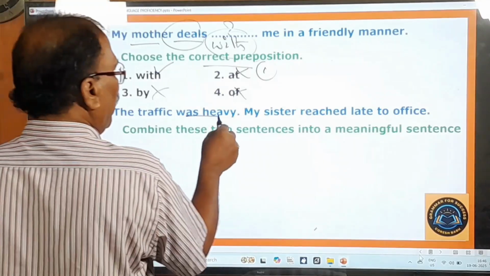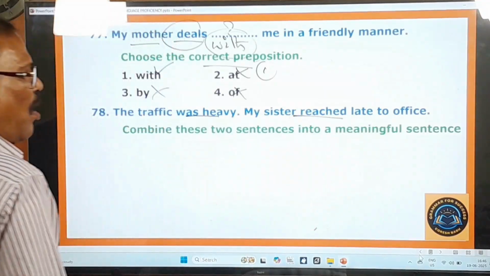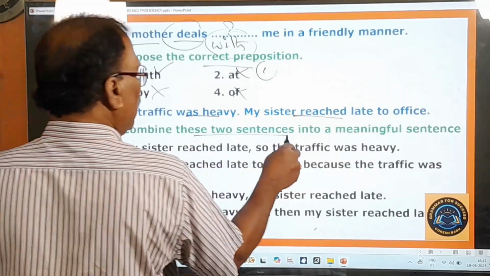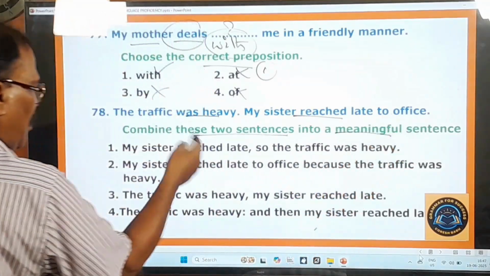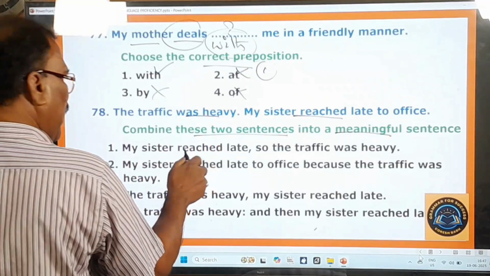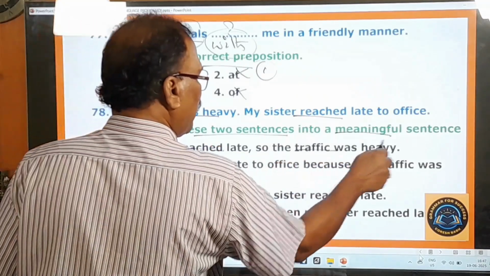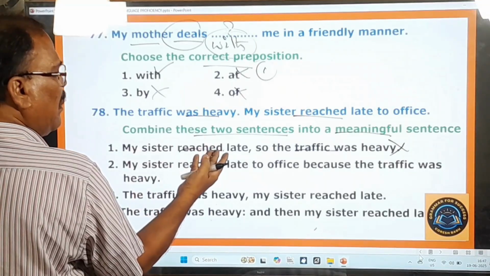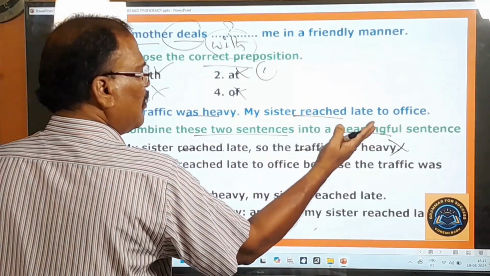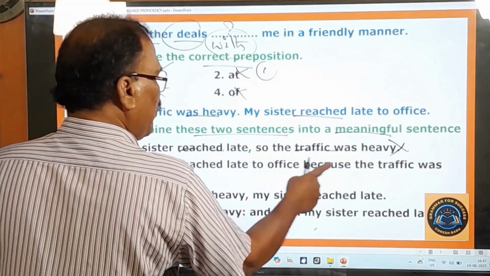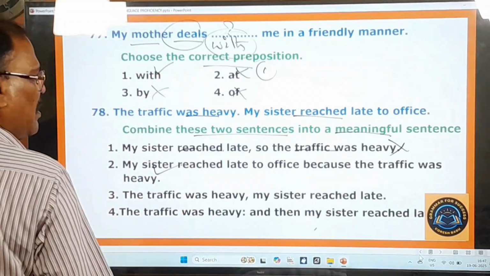The traffic was heavy. My sister reached late to office. Here you pay attention. Combine these two sentences into a meaningful sentence. Meaningfully you have to combine them. My sister reached late, so the traffic was heavy. This is meaningless. My sister reached late to office because the traffic was heavy. The second one is the right one.